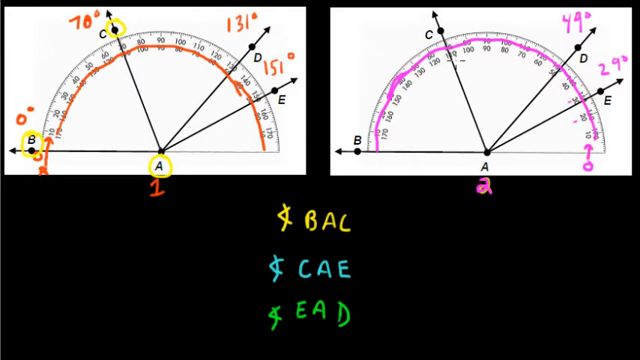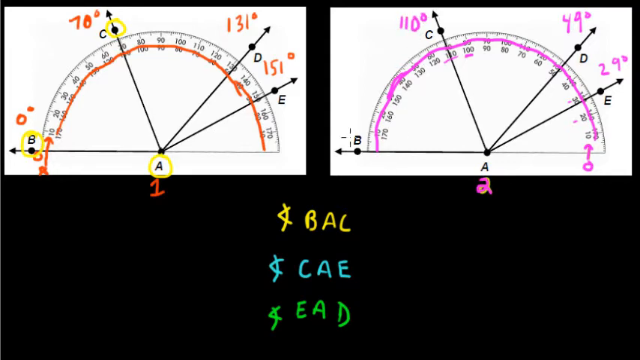Alright, C crosses right at the 100 mark. So we're going to say that's 100 degrees. Actually, sorry, that's a mistake I made. Glad I caught that. It'll be 110. I know it looks like 100, but 100 is right here. So it's got to be 110. It's an easy mistake to make.